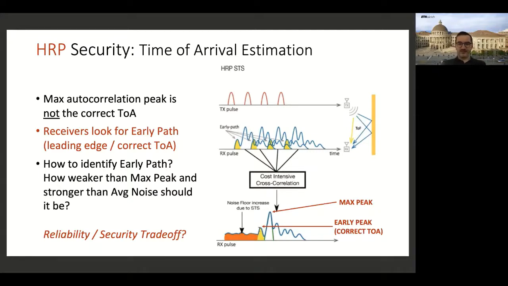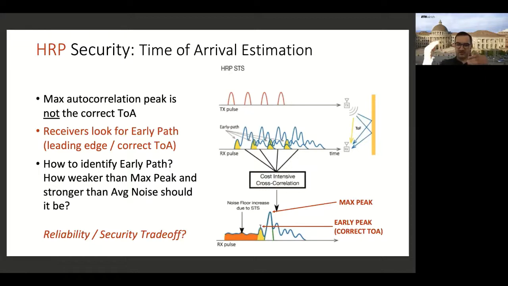And now the question is, there are many algorithms how to do that, right? So you need to be clever about finding this early path here. And how do you identify this early path, right? You can reason about how much weaker it can be, or is allowed to be, from the maximum peak? You can also argue how much stronger it needs to be from the average noise floor that you observe in your autocorrelation, right? So these are all these kind of parameters that you need to set.